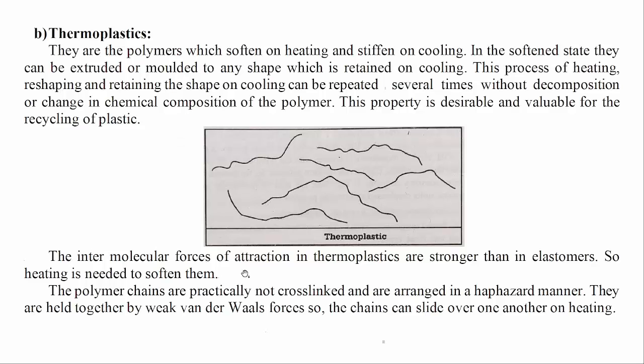The intermolecular forces of attraction in thermoplastics are stronger than in elastomers. So heating is needed to soften them. The polymer chains are practically not cross-linked and are arranged in a haphazard manner. They are held together by weak van der Waals forces, so the chains can slide over one another on heating.